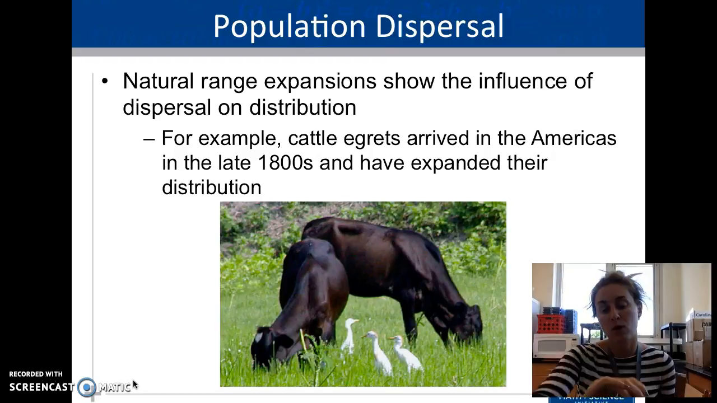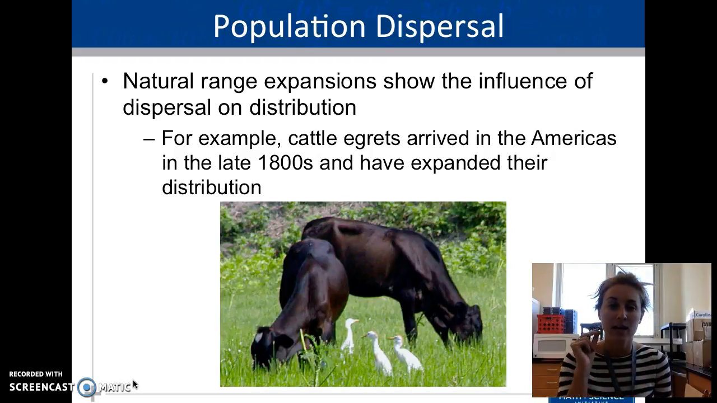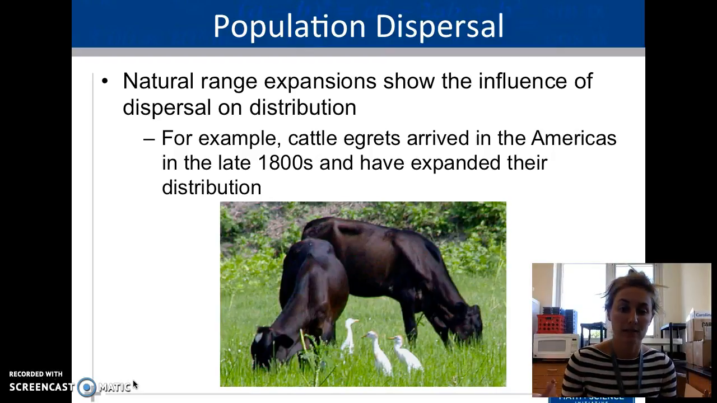The example below are cattle egrets in North America. They are egrets that basically feed off of the bugs and stuff that live on cattle, and they started in one place because they were brought over, I believe, from Europe, potentially, I have to look it up, but they were brought over in the late 1800s. They started spreading wherever they could survive, and that was pretty much anywhere cattle were. And as the cattle dispersed and their distribution grew larger, as did the egrets.